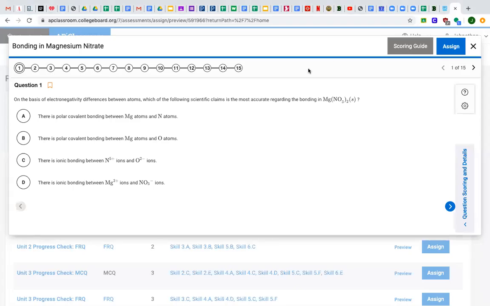All right, so we're going through the first 5 multiple choice questions of Unit 2. On the basis of electronegativity difference among atoms, which of the following scientific claims is the most accurate regarding the bonding in magnesium nitrate? Okay, and what'd you get, Rainisha?